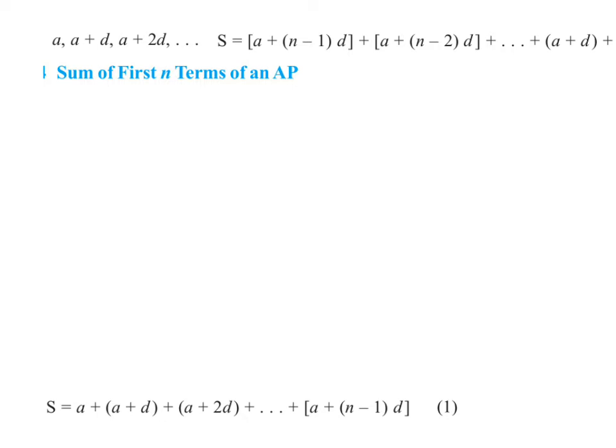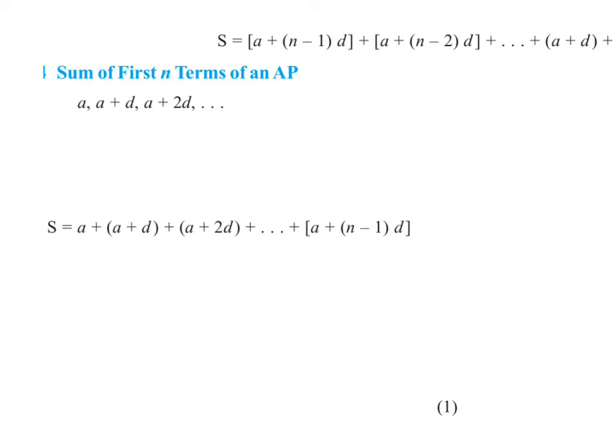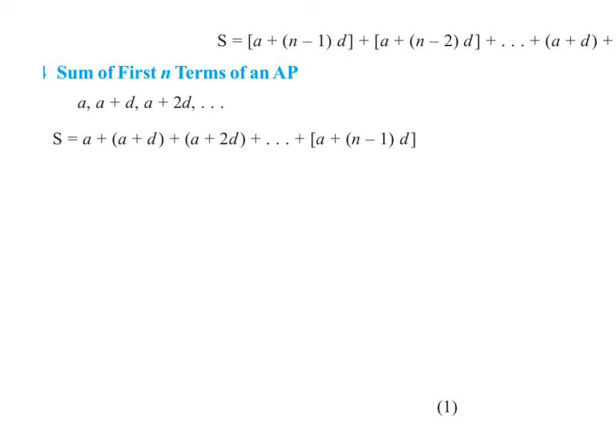Let us find the sum of the first n terms of the arithmetic progression. So let our arithmetic progression be a, a plus d, a plus 2d, and so on. And if we add them, let S represent the sum of the first n terms of the arithmetic progression. And we know that the nth term of an arithmetic progression is a plus n minus 1 times d. So this represents the addition of the first n terms of the arithmetic progression. Let us call that equation 1.